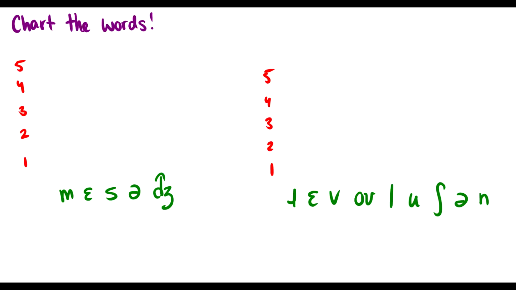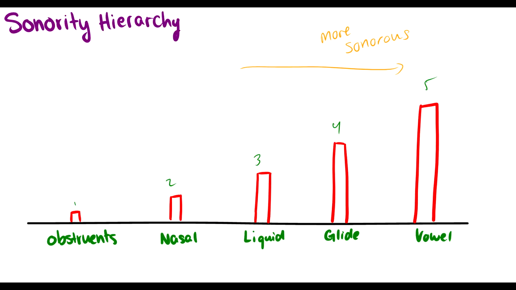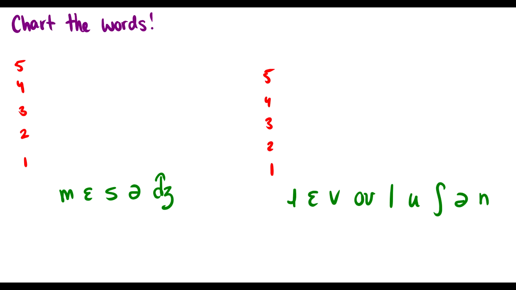So first of all, let's remember obstruents, nasals, liquids, glides, vowels. You could make an anagram if that helps you, but over time you'll just get used to it. So, message, that's a nasal, so that goes up to 2. That's a vowel, it goes all the way up to 5. S, that's an obstruent, gets 1. Again, that's a vowel, goes up. And j, that's an obstruent.